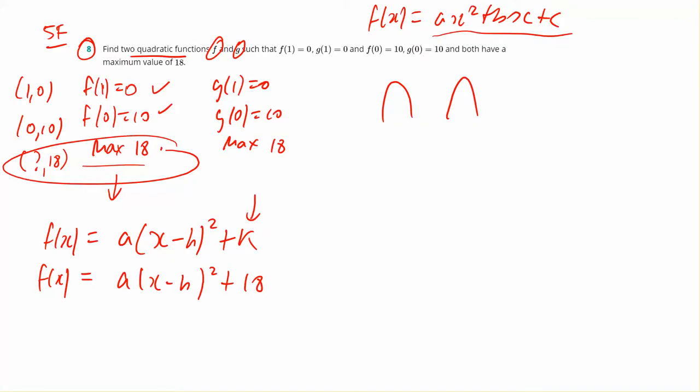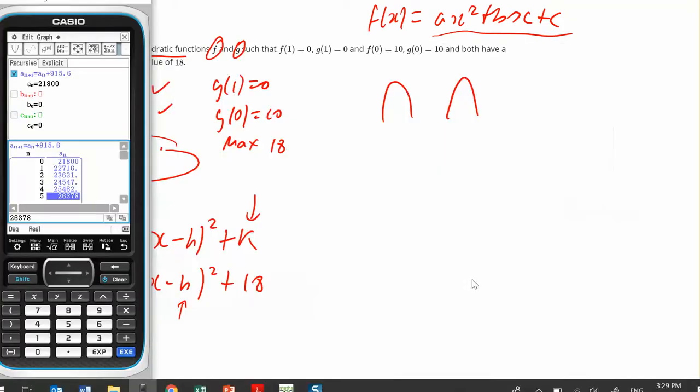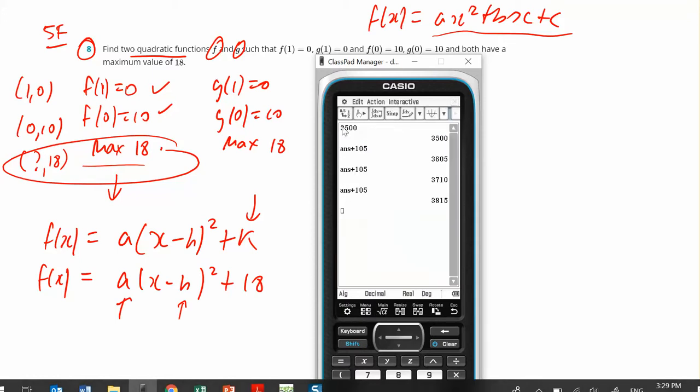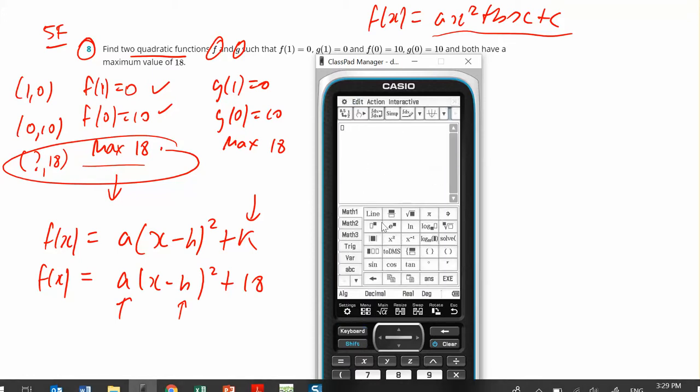Now all I've got is two unknowns, so I just need to sub in the two points. I'm still going to have to define my function, so let's go to my main menu. Instead of ax squared plus bx plus c, I'm going to define it as this. The reason I'm defining it like this is that I already know my k value, and you always put in what you know already.